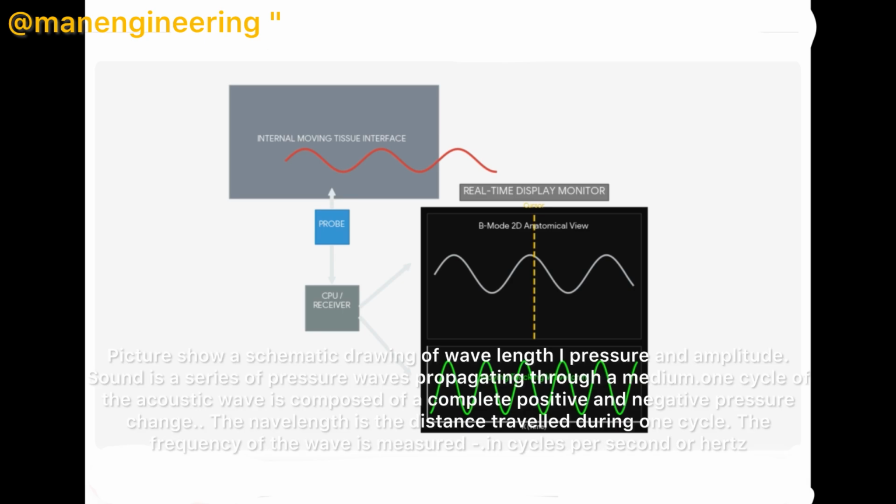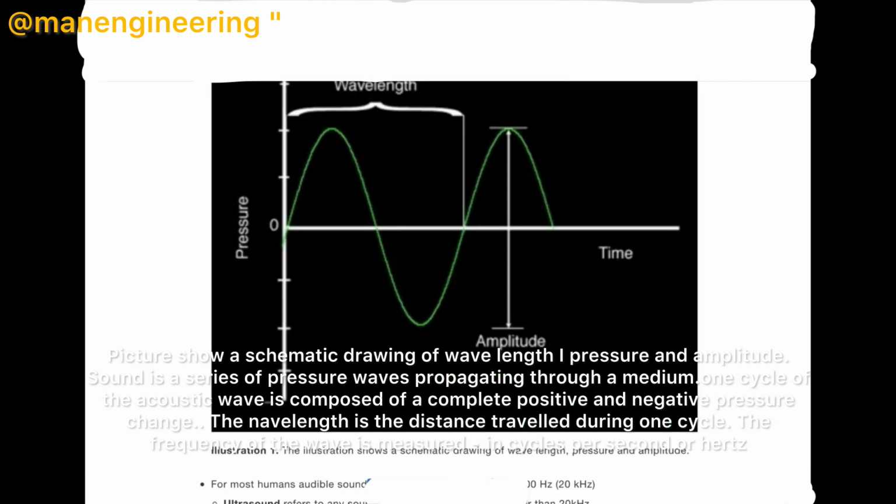Pictures show a schematic drawing of wavelength, pressure, and amplitude. Sound is a series of pressure waves propagating through a medium. One cycle of the acoustic wave is composed of a complete positive and negative pressure change. The wavelength is the distance traveled during one cycle. The frequency of the wave is measured in cycles per second, or hertz.